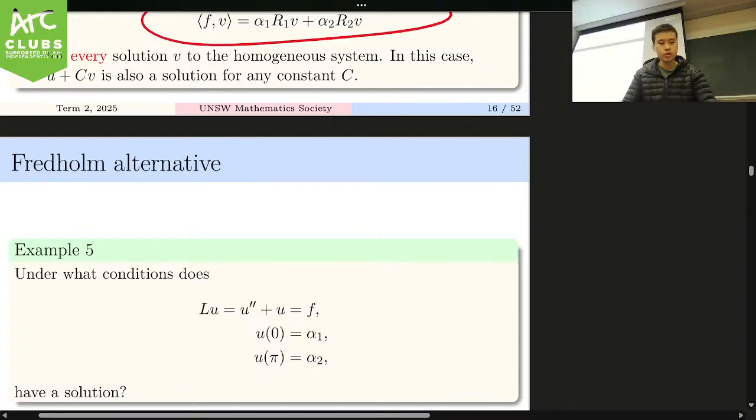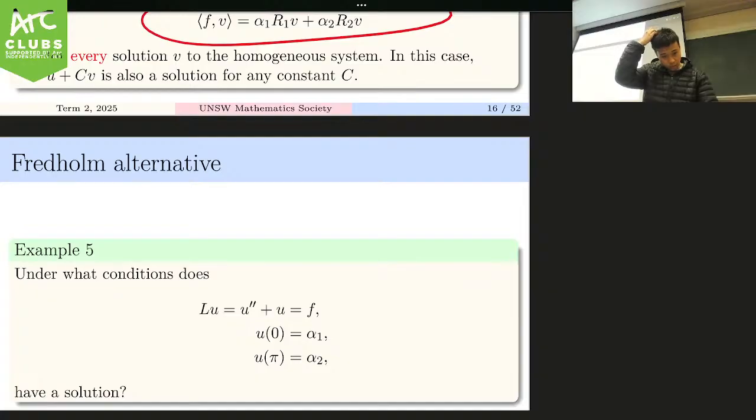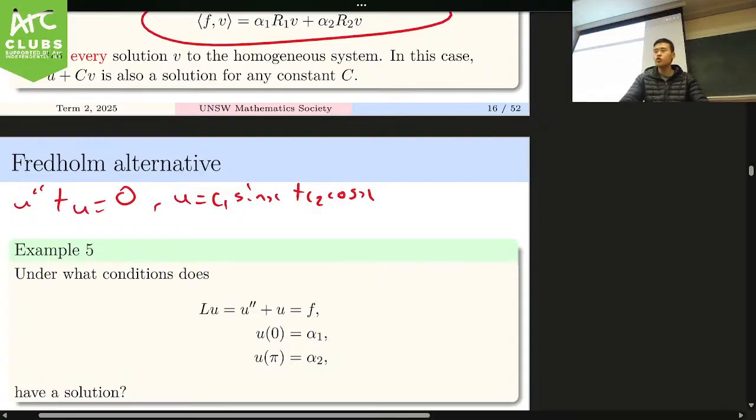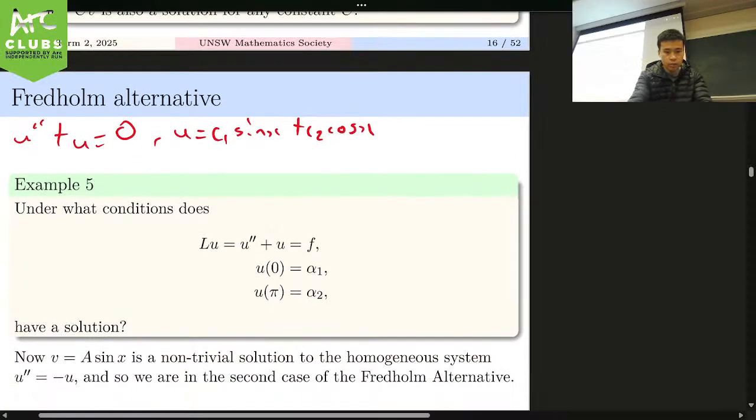So under what conditions will this specific problem have a solution? Once again, we're going to consider the homogeneous problem, where U double dash plus U is equal to 0. Remember the solution for that was C1 sine x plus C2 cos x. Here though we can't use 0, 0 like before. Here it's any arbitrary alpha 1, alpha 2. So it's still the same thing. How do we lock in the C terms essentially? Let me just check here.